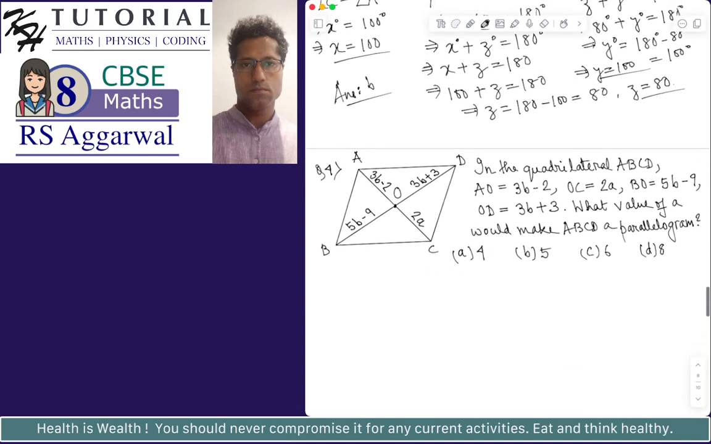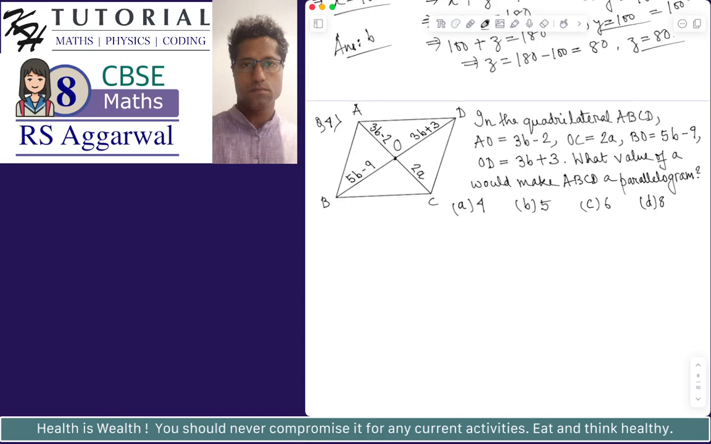Okay, let's see problem number 4. ABCD is a quadrilateral where diagonal AC and diagonal BD intersect at the point O. It is given that AO is equal to 3B minus 2, OC is 2A, BO is 5B minus 9 and OD is 3B plus 3. What value of A would make ABCD a parallelogram?